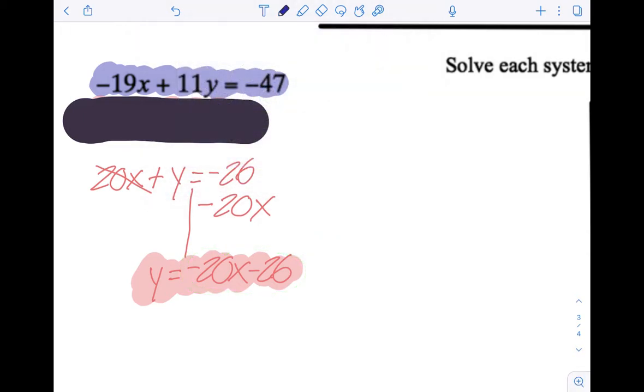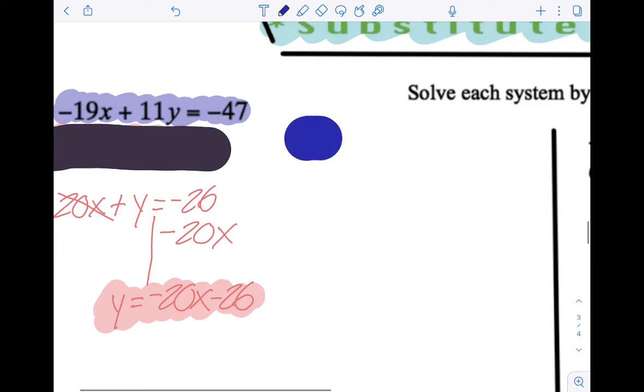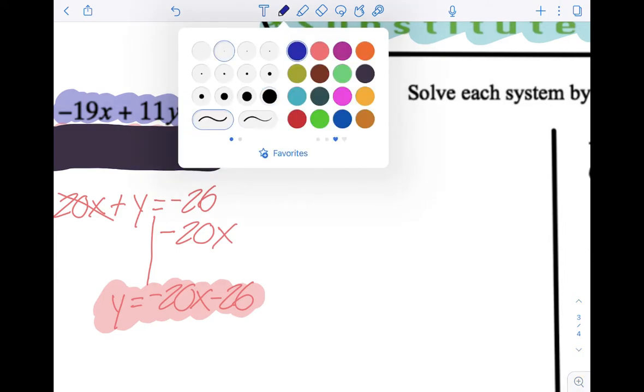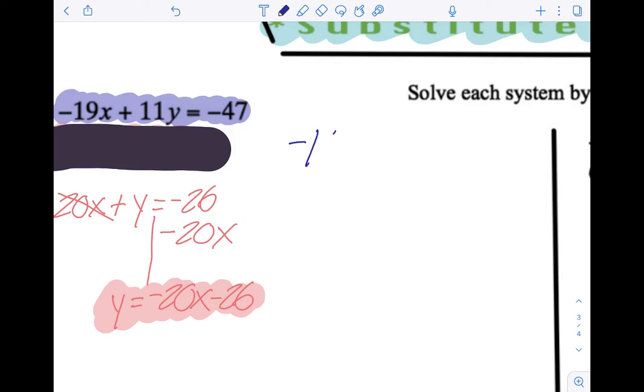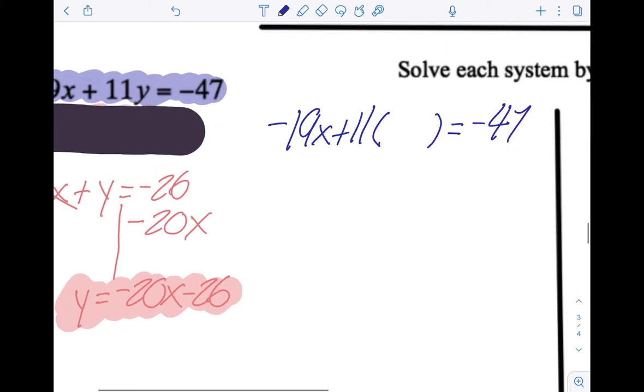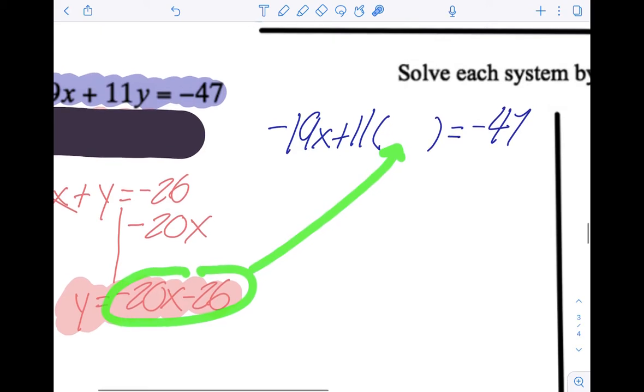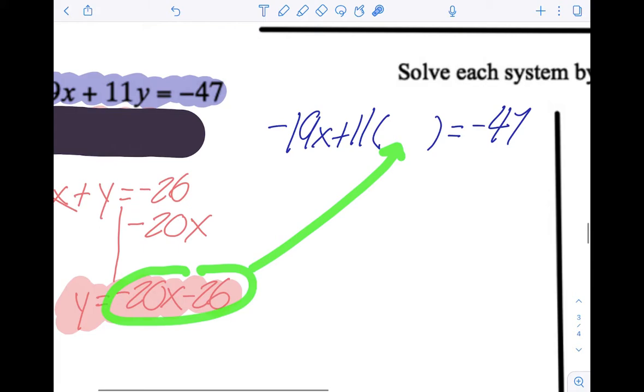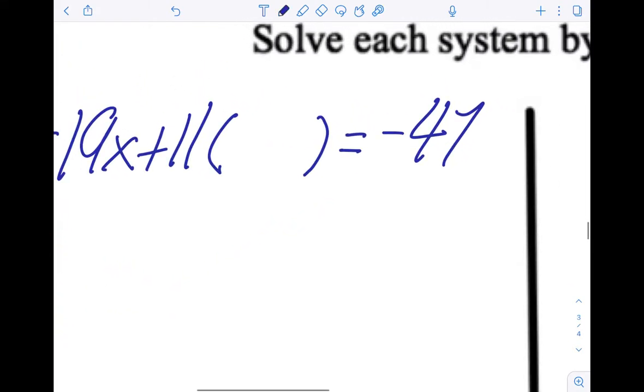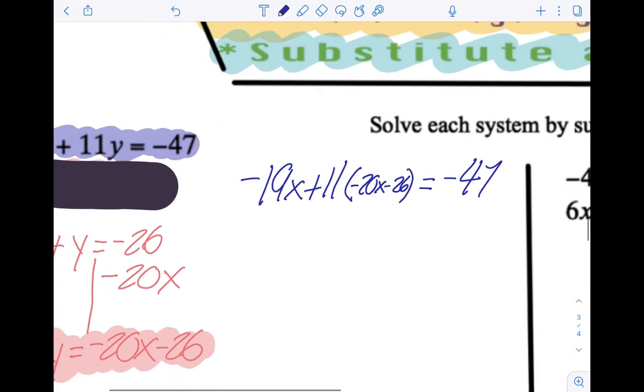So let's do that over here on the right side. Negative 19x plus 11, and we're going to plug it into y here, so I'm going to put big parentheses because I need to fit two terms in there, is equal to negative 47. This whole thing is going to go in there, because that's how much y is. y is negative 20x minus 26. Negative 20x minus 26, just like that.